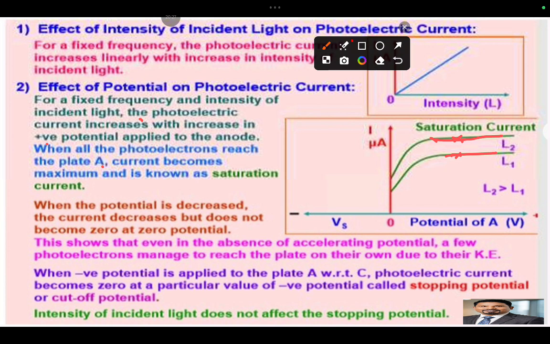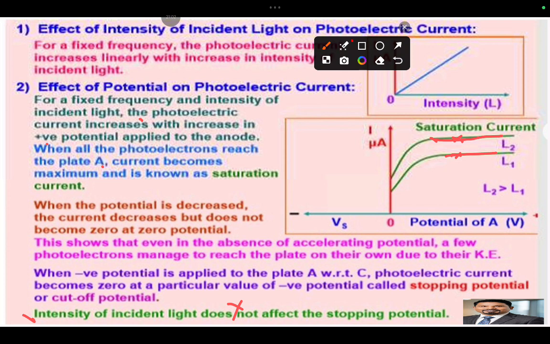When a negative potential is applied to plate A with respect to plate C, the electric current becomes zero at a particular value of negative potential called the stopping potential or cutoff potential. The intensity of incident light does not affect the stopping potential. This you need to understand. This is a major fact. There is no relation between the intensity of incident light and the stopping potential.